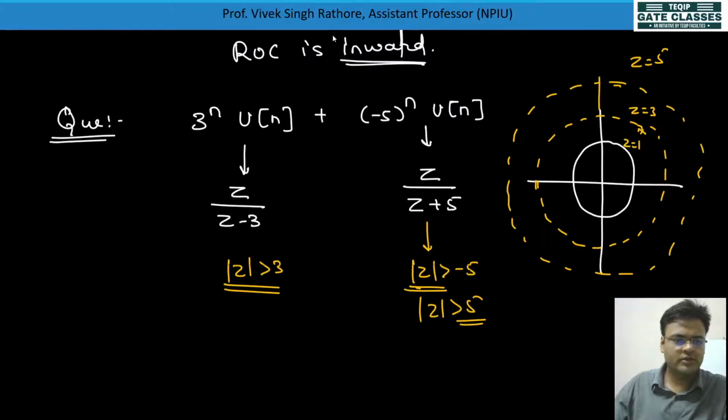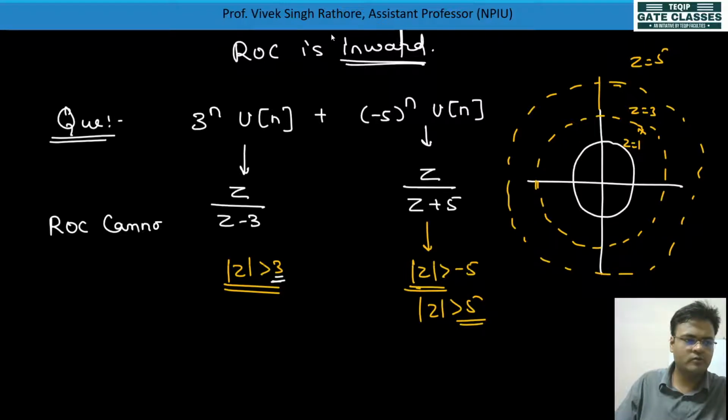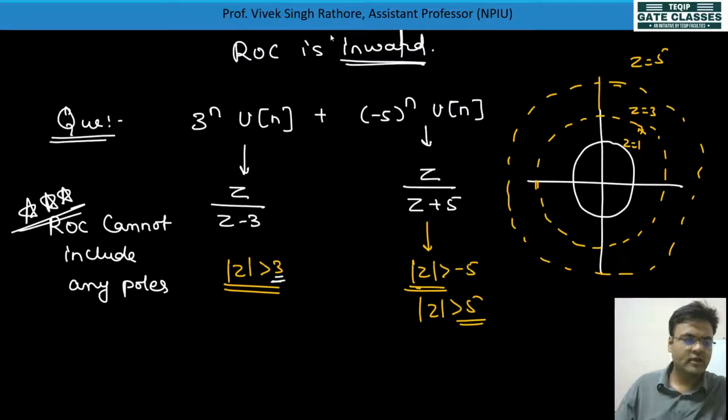Now according to this, the ROC should be outward, but as I have told you in the Laplace transform chapter also, ROC cannot include any poles. ROC cannot include any poles. This is a very important thing. ROC cannot include any poles. Rather, it will be bounded by the poles.